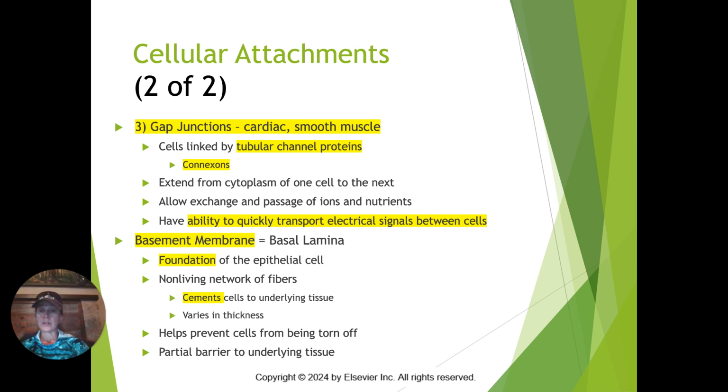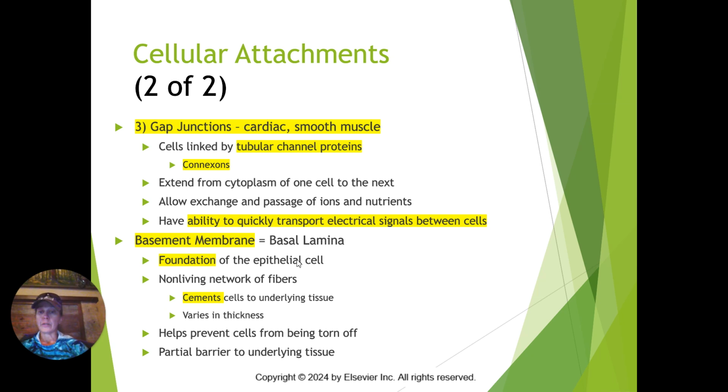And those gap junctions, they look a lot like vaults do in the schematic representation of nuclei, but those are called connexons, and they go from one cytoplasm over to the cytoplasm of the next cell and allow for exchange of passage of ions and nutrients. And they can quickly transport electrical signals between cells too, which makes them extremely helpful in cardiac tissues.